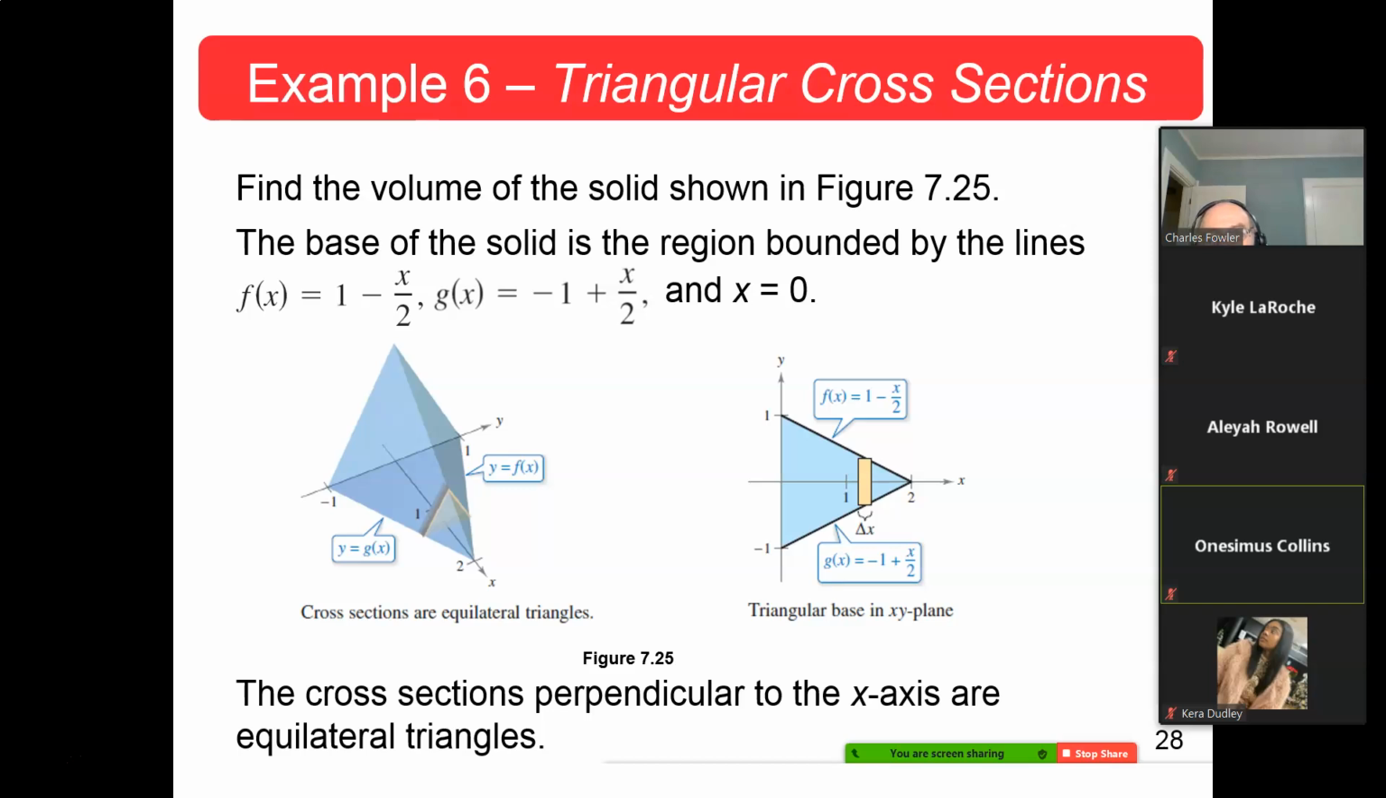Now, that gives you your base here. That's the sort of dark blue here. That's the triangular base formed by that line, this line, and x equals 0 back here. Now, for that triangular base, we're going to draw it like this. Flip that up like this.